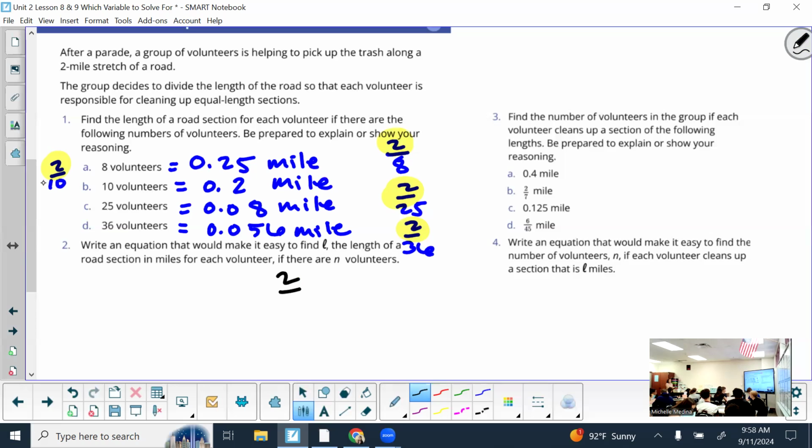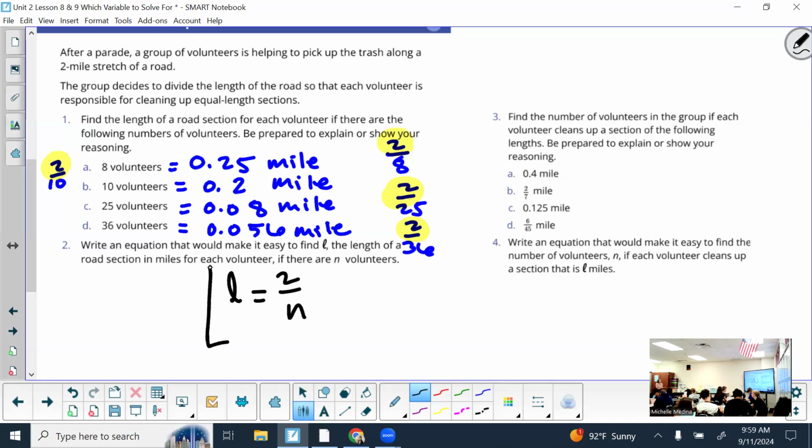What were we dividing by? Like, what was this 10 representing? So what letter do they want us to use for volunteers? So I'll have 2 over n. The equations should have equal signs. So when we were calculating it, what was it telling me? The length in miles that each person would have to clean up. What letter do they want you to use for that? So this is my equation.